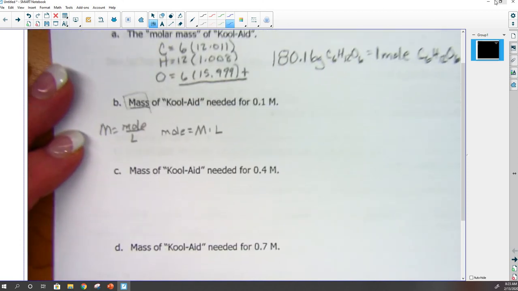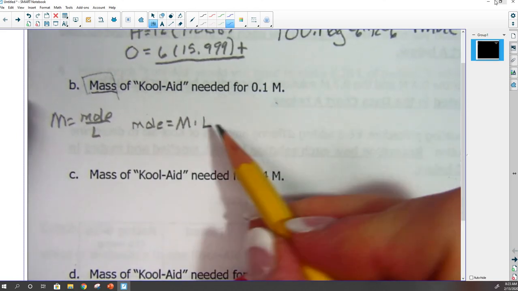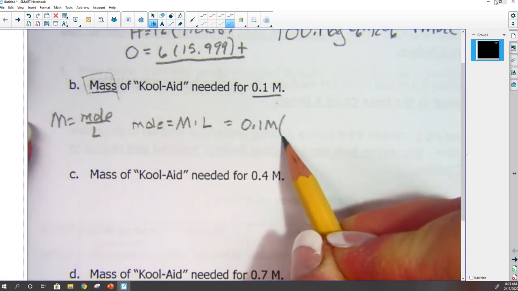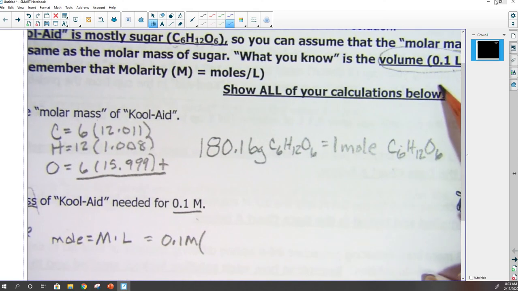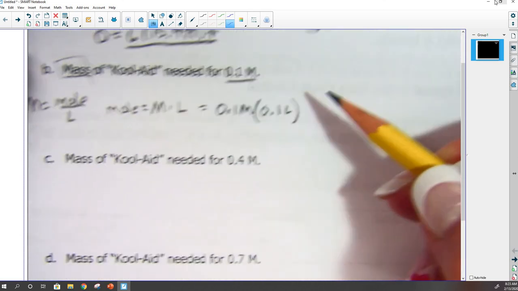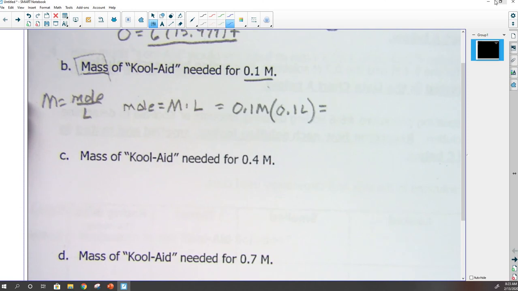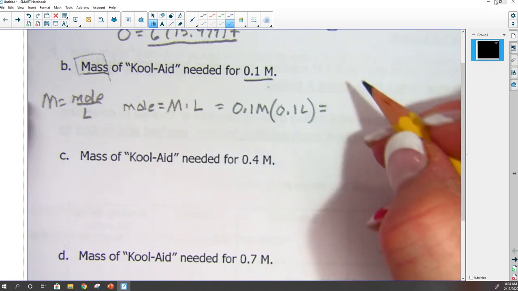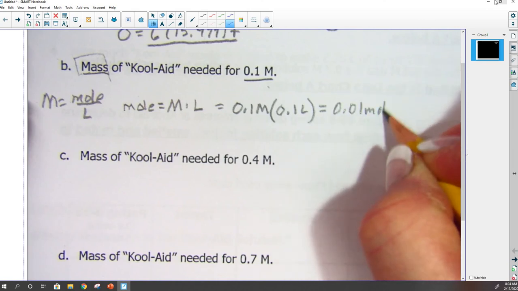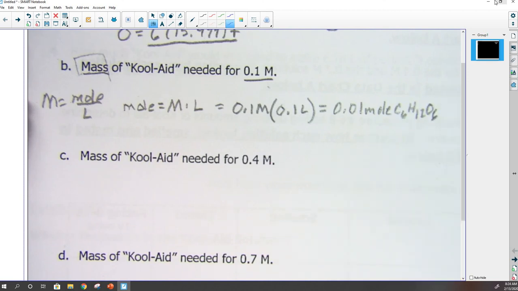Okay, so we're going to take our molarity, which is 0.1 molar. We're going to times it by our liters, which up here was 0.1 liters for this first one. And we're going to end up with 0.01. And this would be moles of C6H12O6. Everybody okay so far?